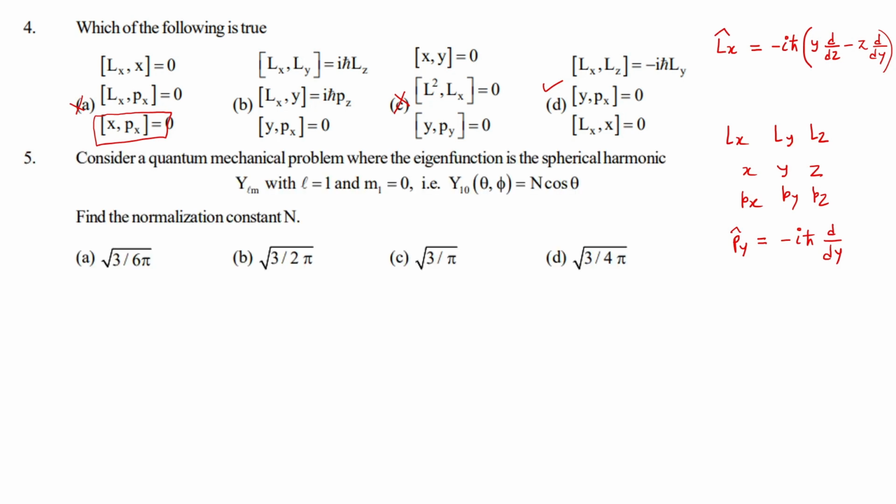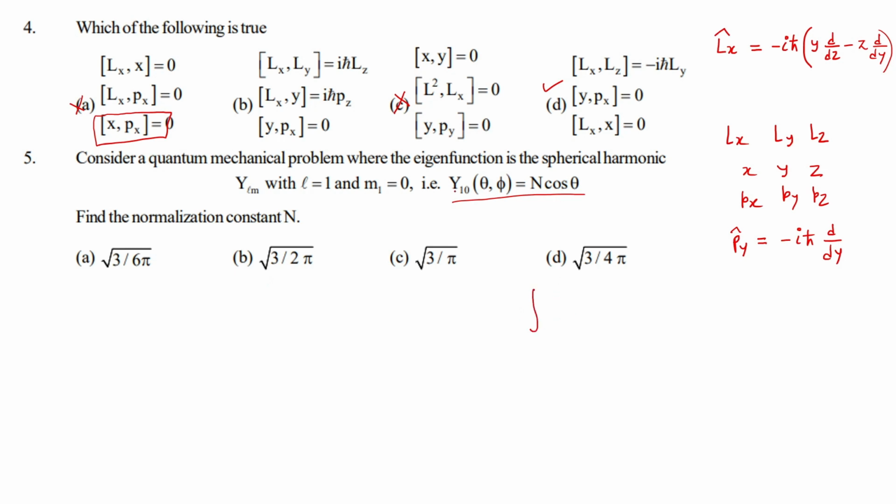Consider the quantum mechanical problem where the eigenfunction is a spherical harmonic, Y lm. L is 1 and ml is 0, so your wave function is given like this: Y10 of theta and phi is N cos theta. So you need to find the normalization constant. So what you have to do is go for normalization.